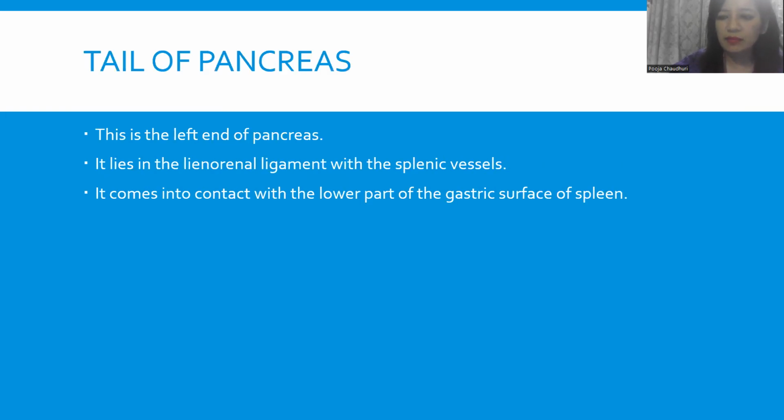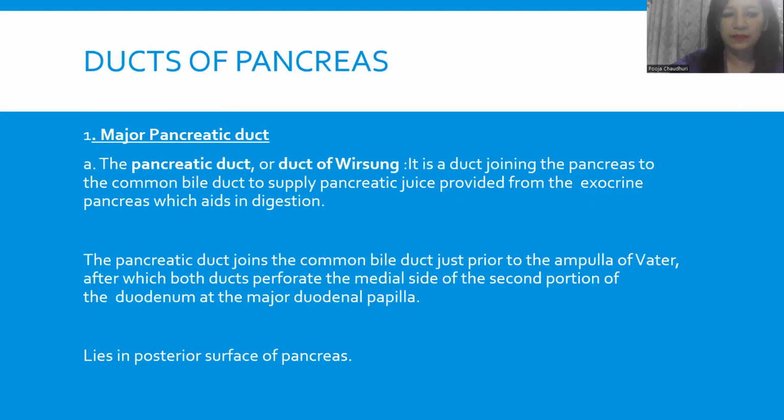Now we come to the next part of the pancreas, that is the tail of the pancreas. This is the left end of the pancreas, lying in the lienorenal ligament with the splenic vessels, and it is coming in contact with the lower part of the gastric surface of the spleen.